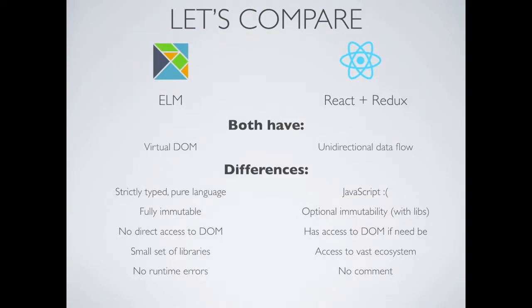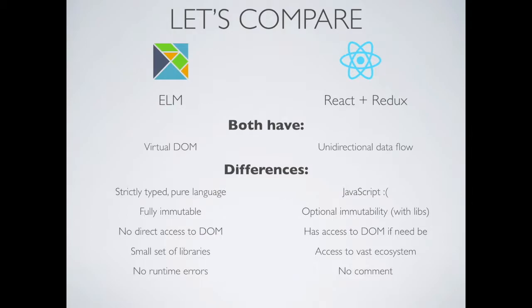All right. So let's compare Elm to React. They both have a virtual DOM. They both have unidirectional data flow. Well, with React you can do all sorts of amazing things that you cannot predict, but still they both think in unidirectional data flow. The differences are that Elm is a strictly typed, pure language. The compiler will yell at you if you've done something wrong, and it can prove that you've done something wrong. Well, with React it's JavaScript, and I think I bashed JavaScript enough already.